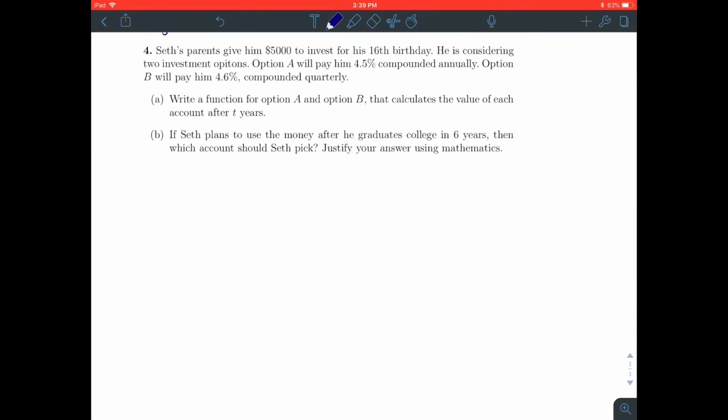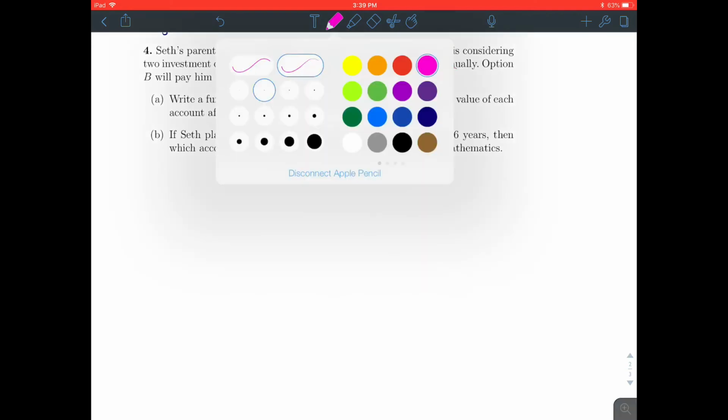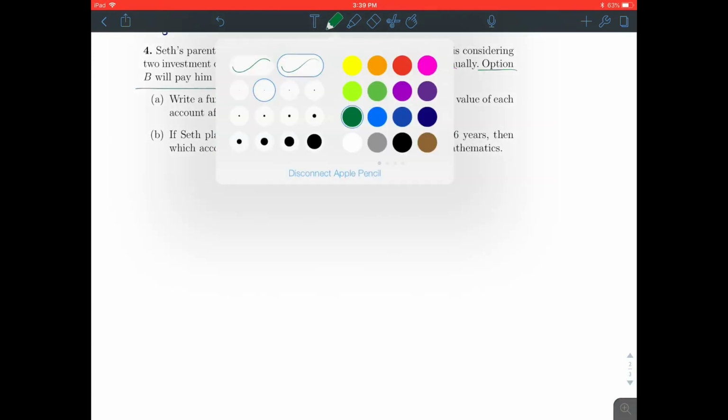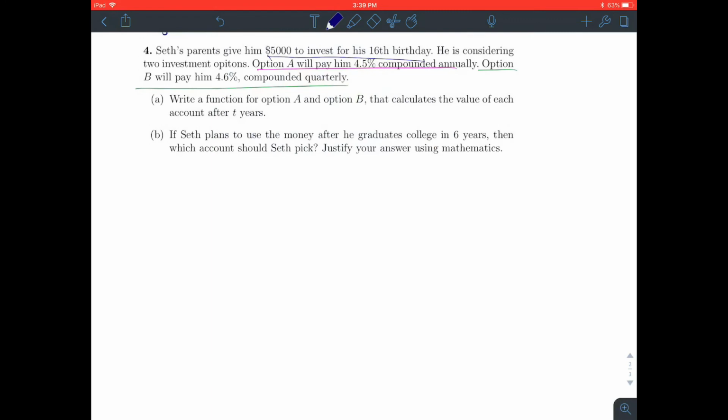Last problem here. Seth's parents give him $5,000 to invest for his 16th birthday. Damn, I wish I was Seth. That sounds awesome. He is considering 2 investment options. Option A will pay him 4.5% interest compounded annually. Doesn't say continuously. That's important. Option B will pay him 4.6% compounded quarterly. Okay? Write a function for option A and B.